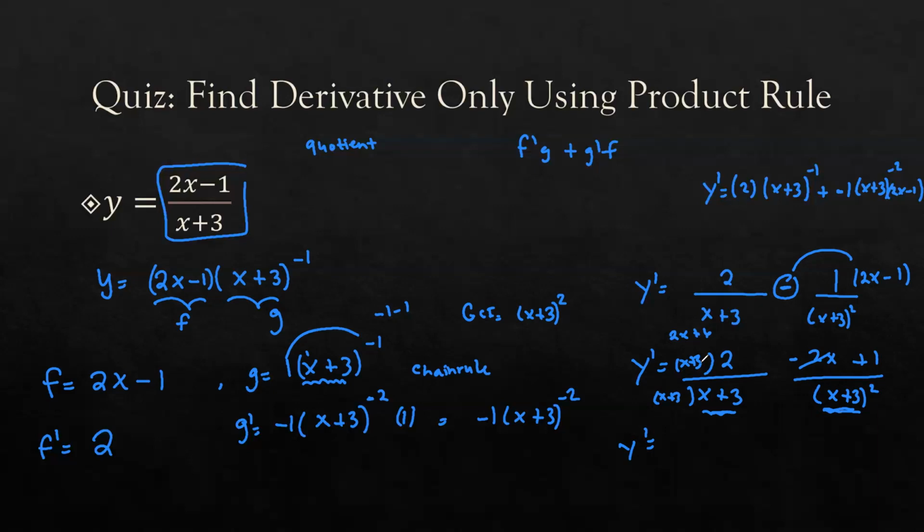Let me double check. This is 2x plus 3 times 2, which is 6, and then this is negative 2x plus 1. So you're left with 6 plus 1, which is 7, and on the bottom it's just x plus 3 squared. Okay, so this would be your final answer. That wraps it up for this quiz. Thank you. Bye-bye.